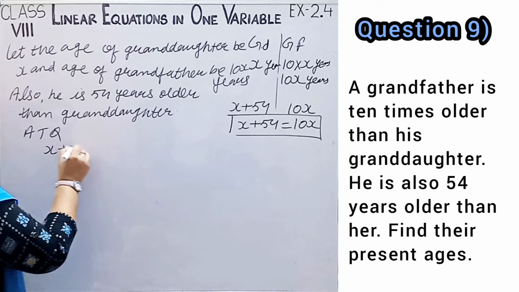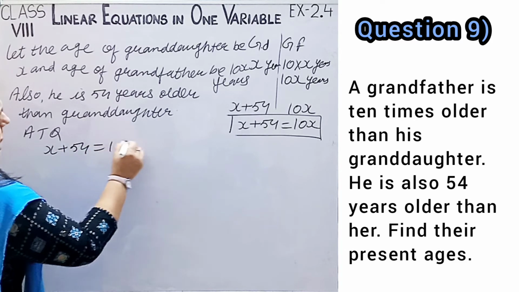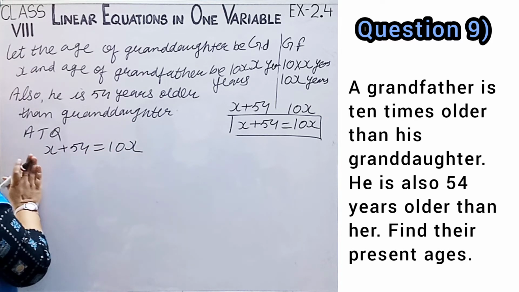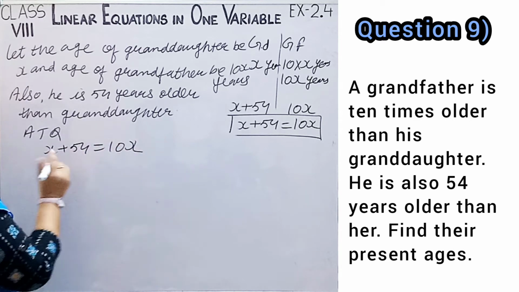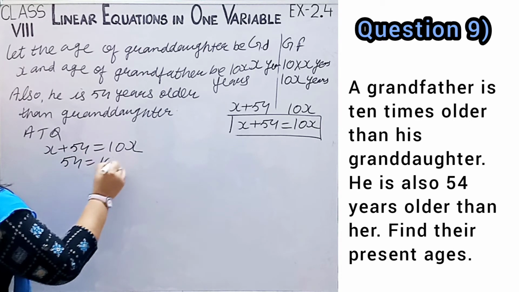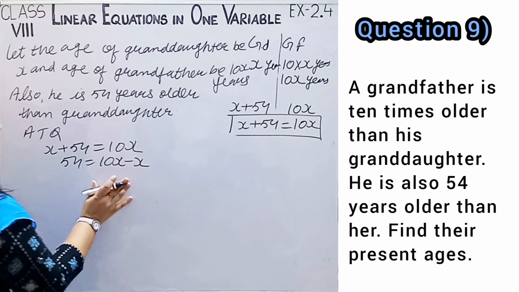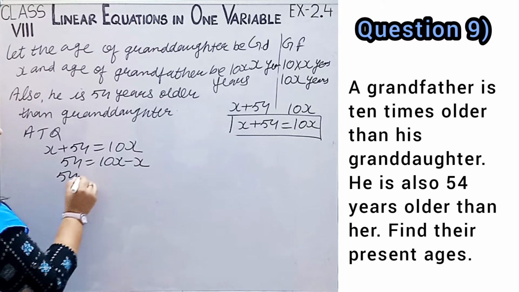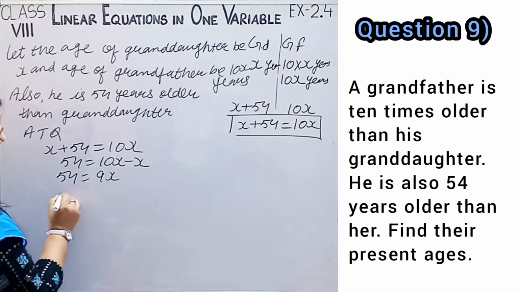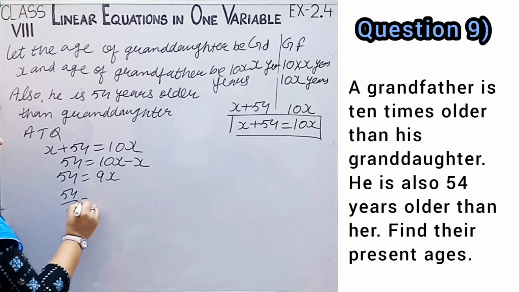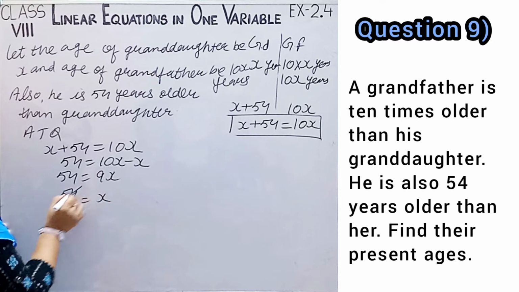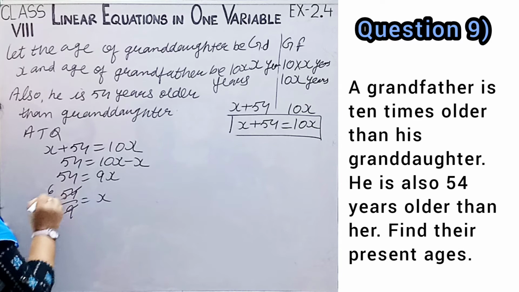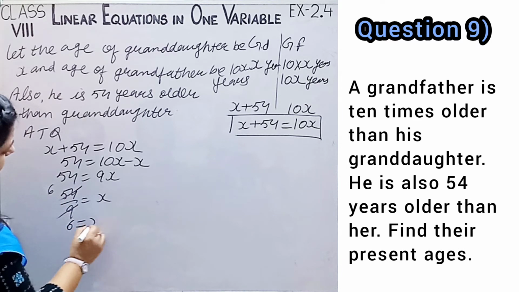x plus 54 is equal to 10x. Now transpose x from left to right. So 54 is equal to 10x minus x. We know how to transpose. 54 is equal to 9x. 54 upon 9. 9 6s are 54. So 6 is equal to x.